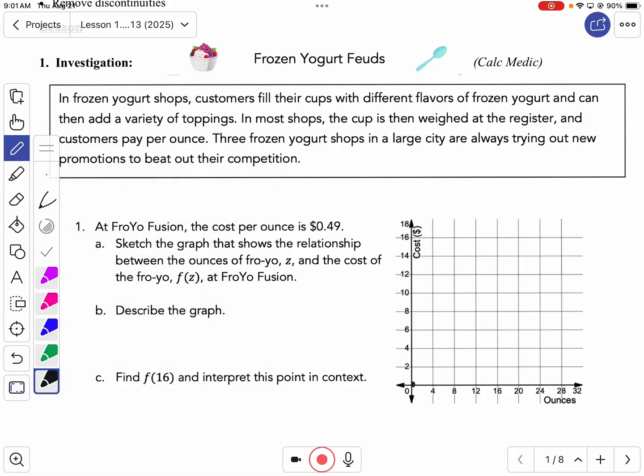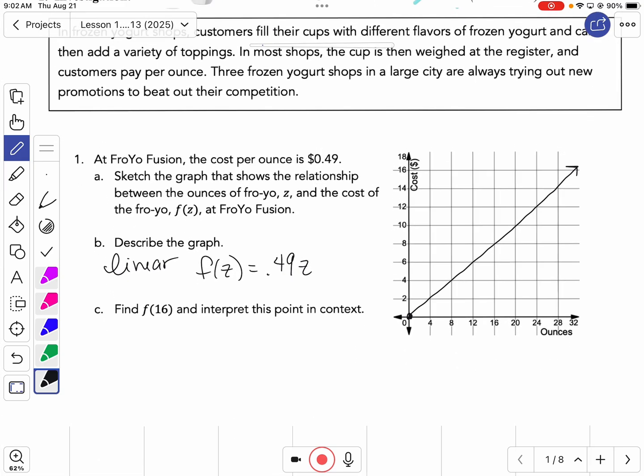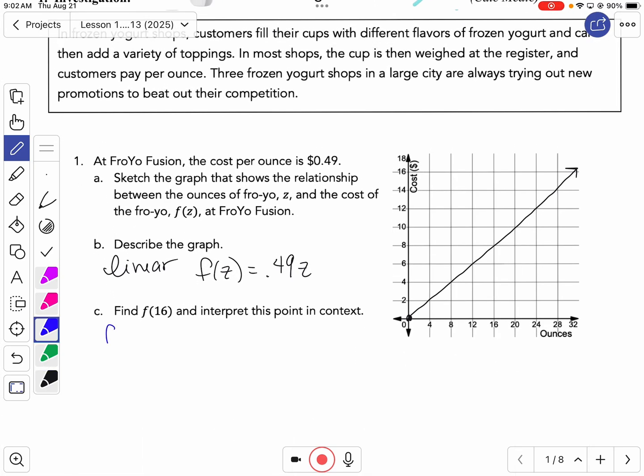So it would start at 0, 0. It would go up by 49 cents each time. So it might look something like this forever and ever and ever, okay? So it is linear. If we wanted to put an equation to it, we could say F at Z would equal 0.49 times Z, okay? And then it asks you to find F at 16, all right? So F at 16 was just 0.49 times 16, which was $7.84. So what does that actually mean in this situation?